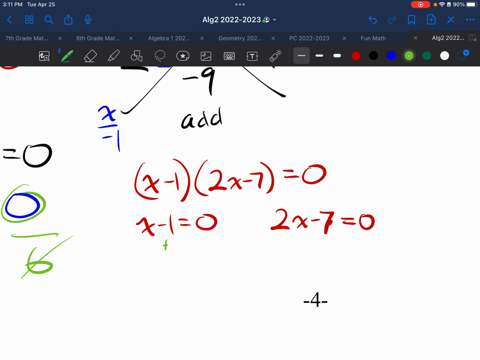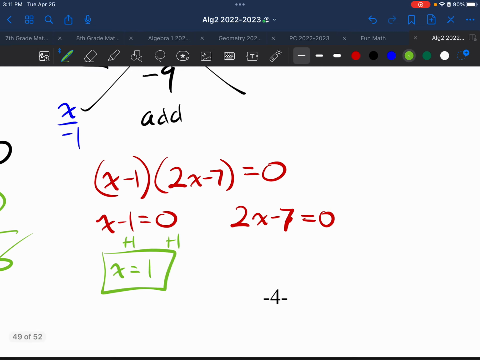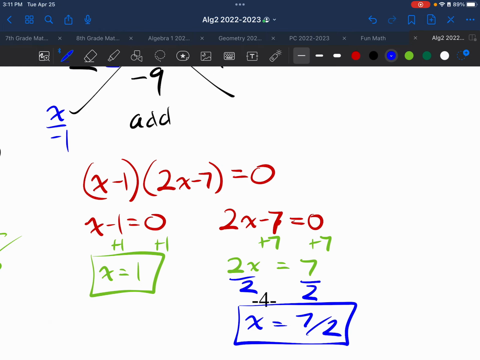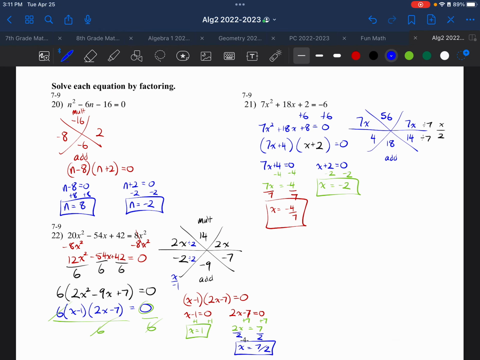So from here, add 1, and x is equal to positive 1, which is one of our two answers. To get the second of the two answers, we need to add 7 to give us 2x is equal to 7. And then finally, we need to divide by 2 to get x is equal to 7 halves, or if you want 3.5, if you like decimals. Cool, that is number 22.